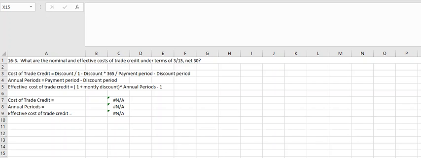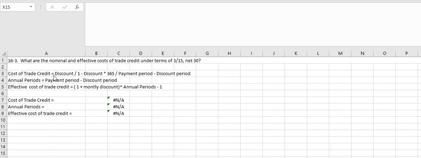Problem 16.3. What are the nominal and effective costs of trade credit under terms of 3/15 net 30? So recall when looking at trade credit terms, 3/15 means that if you pay within the first 15 days, you get a 3% discount. Otherwise, the remaining or the net balance is due by 30 days, after which the payments are late and you start accruing fees or penalties.